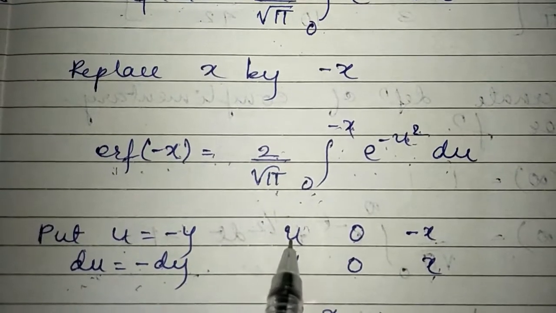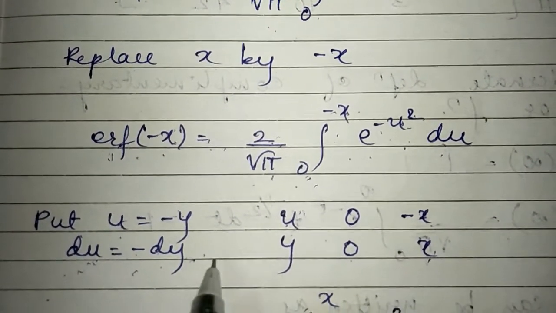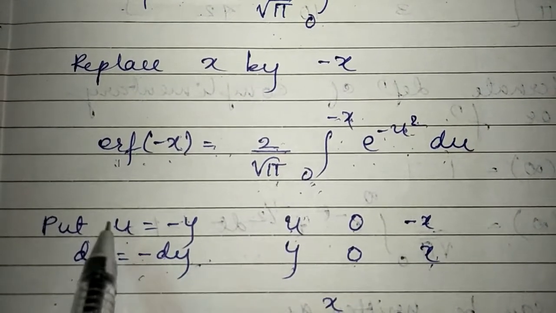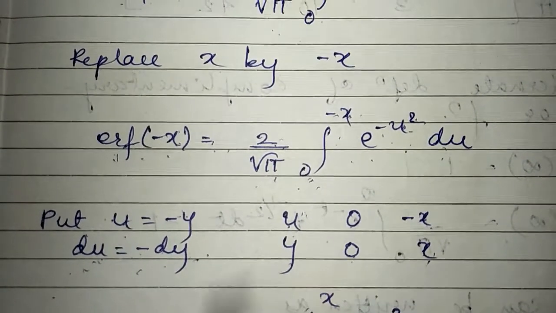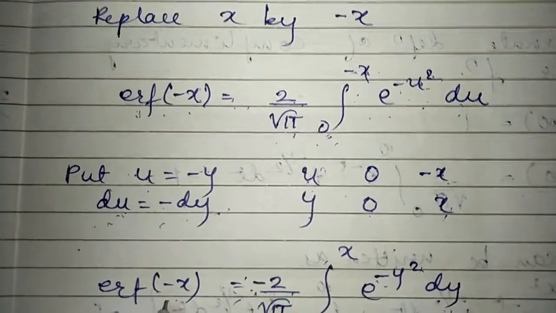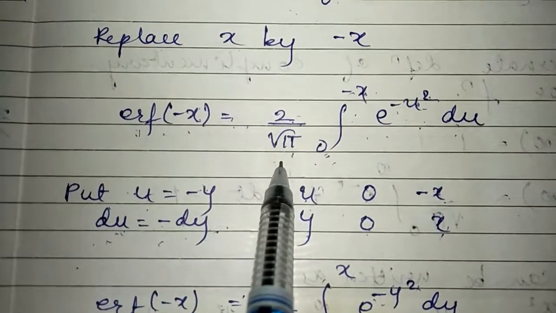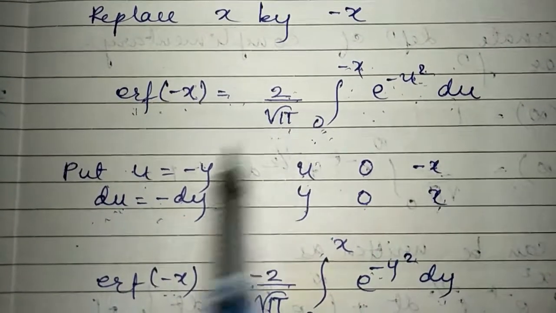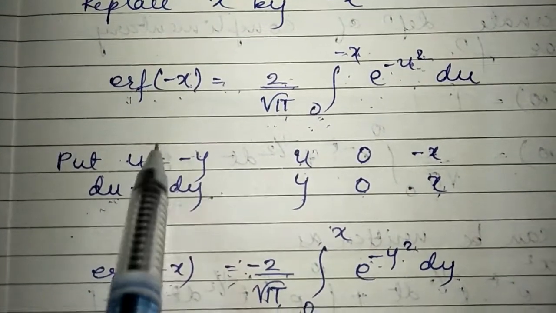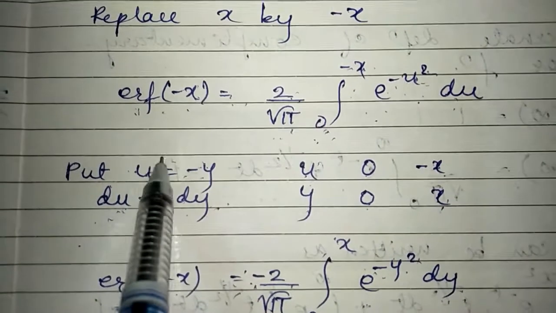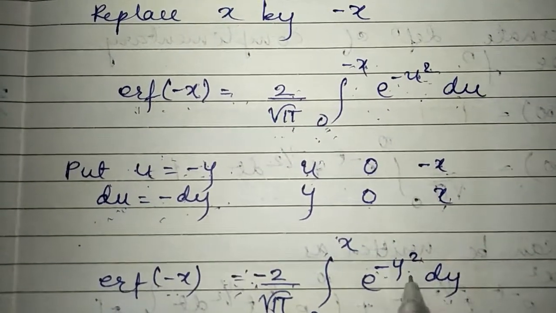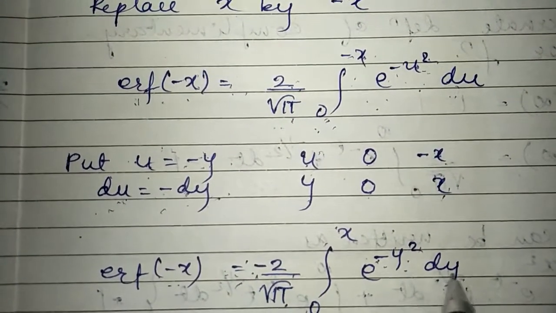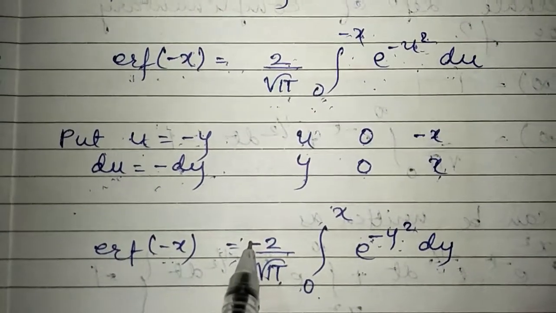Now the limits for u are 0 to minus x. For y, when u is 0, y will be 0. And when u is minus x, y will be x. So error function of minus x is equal to 2 upon root pi integral 0 to x e raised to minus u square, that is minus y square. We are substituting u as minus y. So u square is minus y whole square, that is y square, and we have this minus sign. And du is how much? It is minus dy. So we are writing dy and taking the minus sign outside.